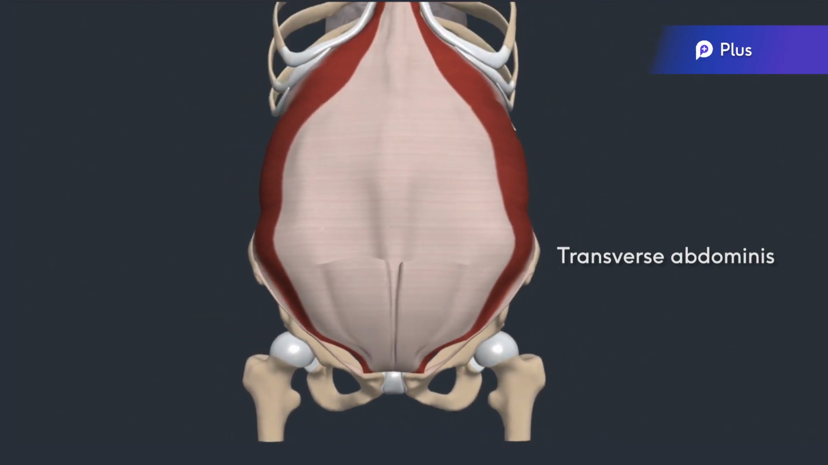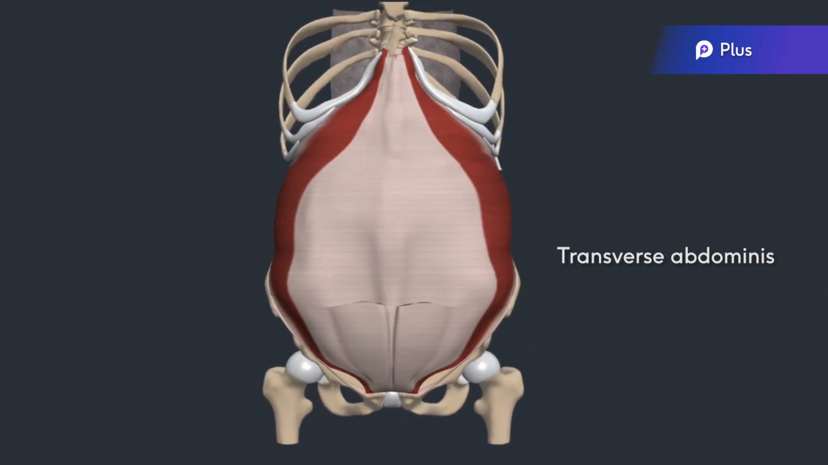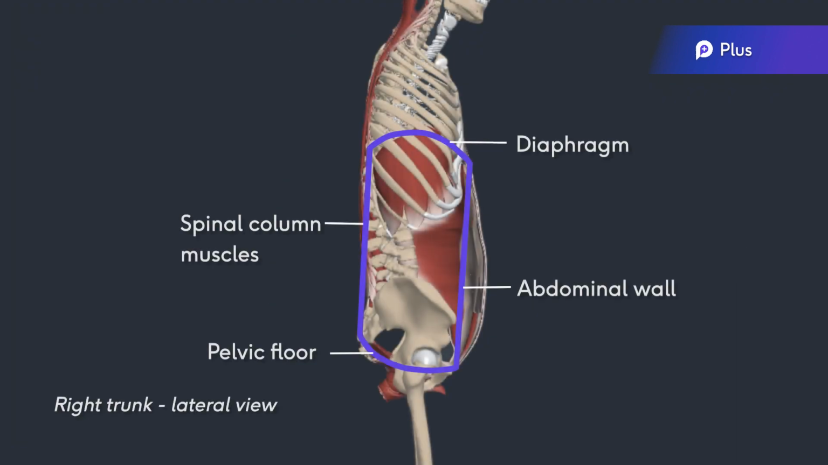This muscle has a number of important functions, including maintaining abdominal tension, supporting abdominal contents, increasing intra-abdominal pressure to assist in forceful expiration, coughing, and defecation, and supporting core stability. If we think about the core as a box again, the transverse abdominis forms the front and the sides of this box.